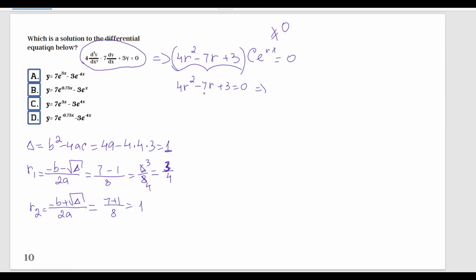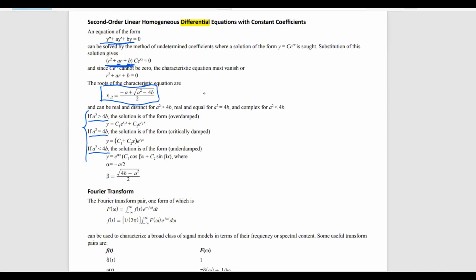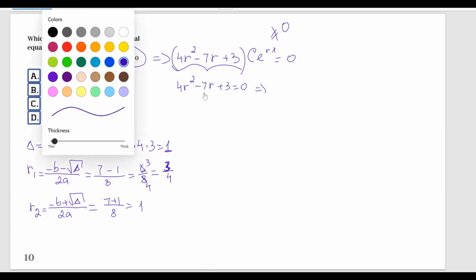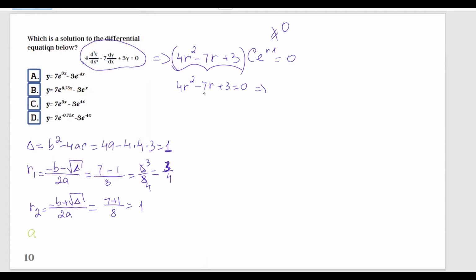Perfect. So I have the solutions. Now what I have to do, I have calculated R1 and R2, and now I have to see what is the value for a squared and 4b. So let's calculate for a squared. So A squared equals 2, and then 4B equals 2.